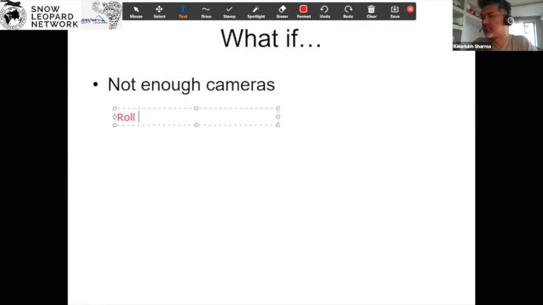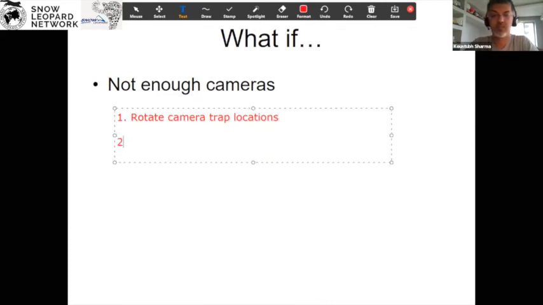Okay, rotate camera trap locations. Good idea. That's a fairly good suggestion. Sample intensively in blocks. Yep, more or less the same thing. What else? But we really have 15 cameras. That's all we have. What do we do with these?